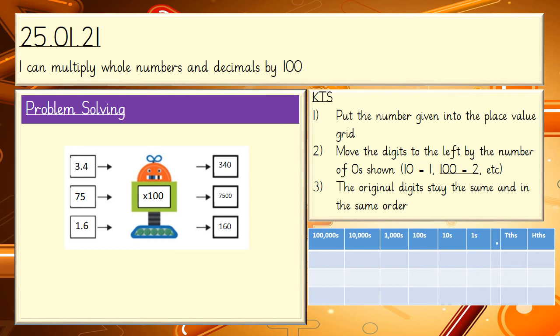This is an example that you'll come across when you log on to maths.co.uk for the problem solving. So pause the video here, log yourselves on to maths.co.uk and solve the problem solving questions that have been given to you. Resume the video once you've finished.